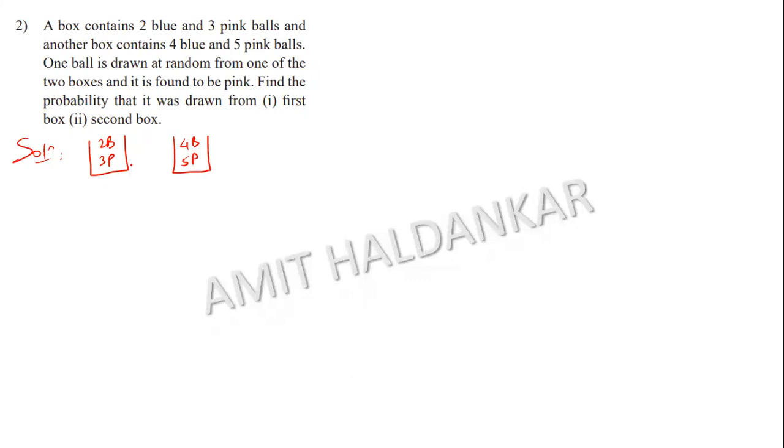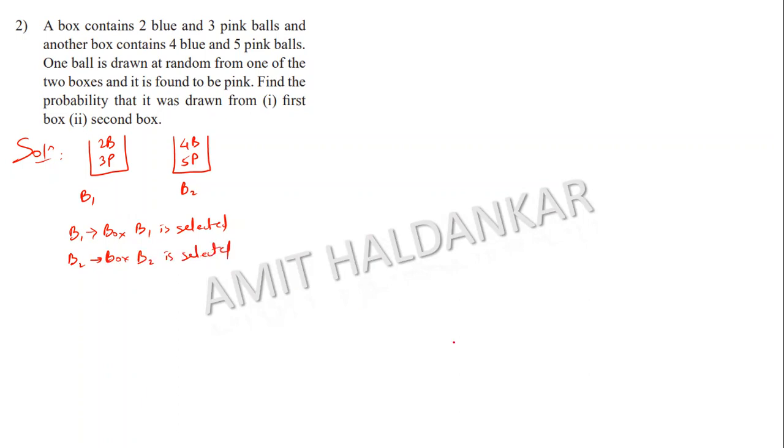Find the probability that it was drawn from the first box. Let's see how to solve this. If I define events first, there are two boxes, let's say B1 and B2. B1 is the event that box B1 is selected, and B2 is the event that box B2 is selected.